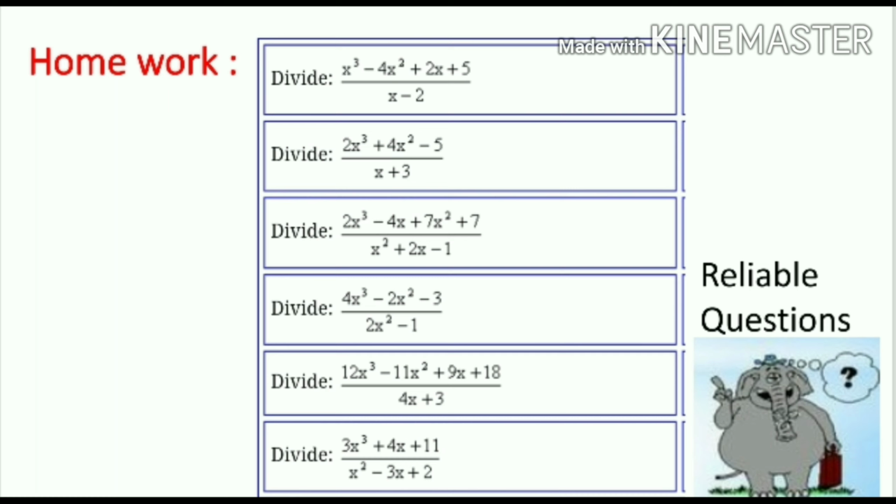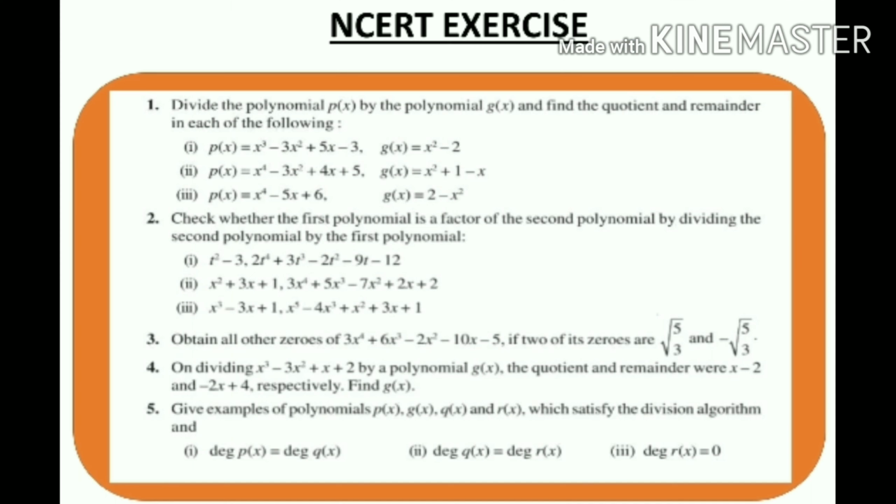And after that, practice questions, NCERT exercise is also there, so you need to solve the NCERT questions also. In the first question, divide the polynomial p(x) by the polynomial g(x). So it is simple division, that I have taught you. And after that, check whether the first polynomial is a factor of the second polynomial by dividing the second polynomial by the first polynomial. Okay, so it is also division here. We will check it by division. After that, third question, 4, 5. So you need to solve them.